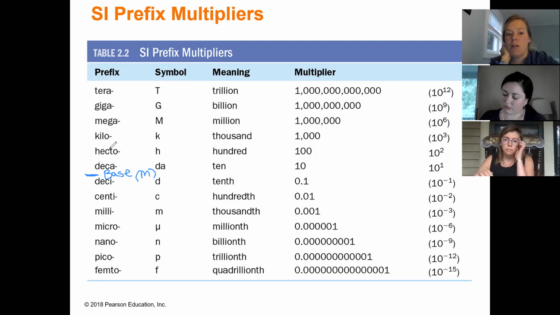Hecto, we don't see that a whole lot. Hecto is 100 meters, okay, or 100 of your base unit. Kilo, we use quite often, a kilometer, or might sound better as a kilometer. A kilometer is 1,000 meters, all right?